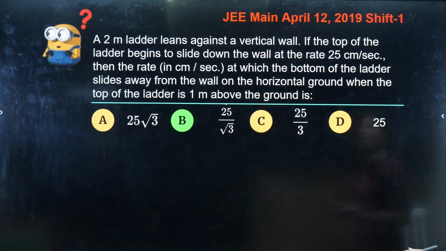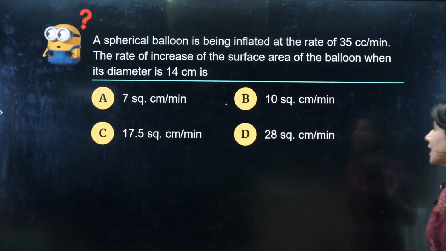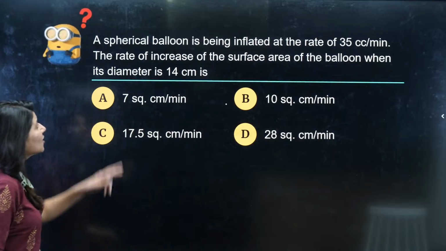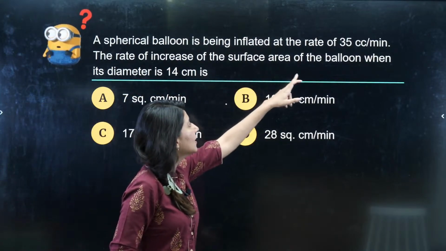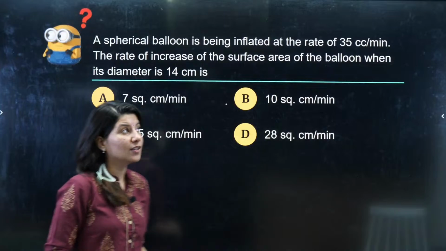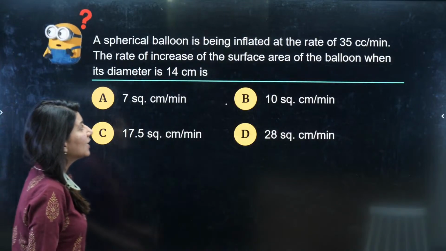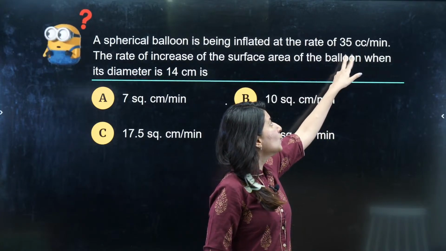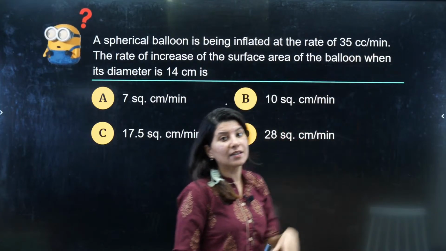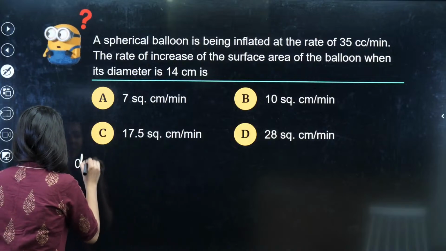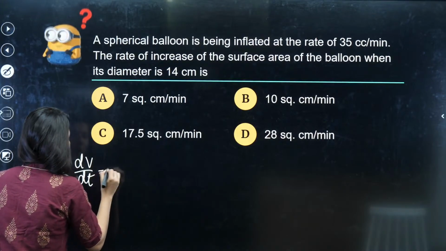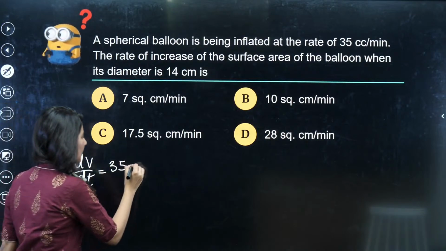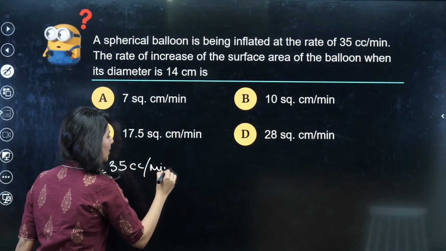Alright, now let's move on to the next problem. Again, a similar type of problem is given to us. What they are saying is a spherical balloon is being inflated at the rate of 35 cc per minute. So that means they are giving 35 cubic units, the volume per minute. That means they are giving dV by dt of a sphere as 35 cc per minute.